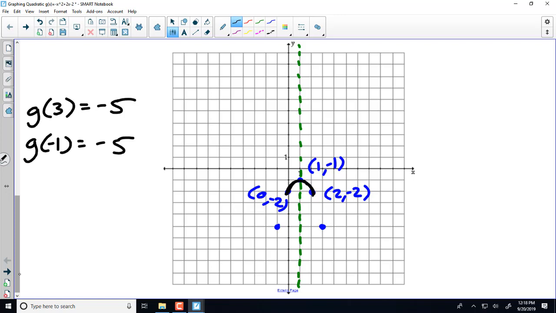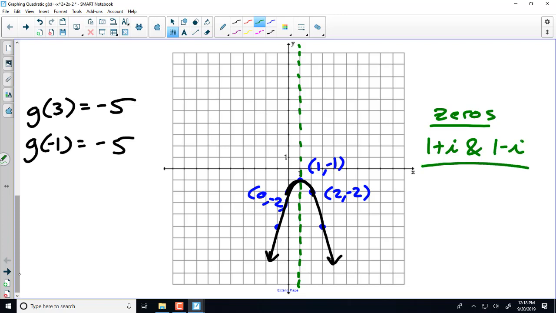Nice clean cup. And you will observe our graph never touched the x-axis. So that means we have no x-intercepts, which means our zeros are imaginary. And if you want to check for yourself later, everyone, the zeros for this sucker actually end up being 1 plus i and 1 minus i. You can check that with the quadratic formula or by completing the square.